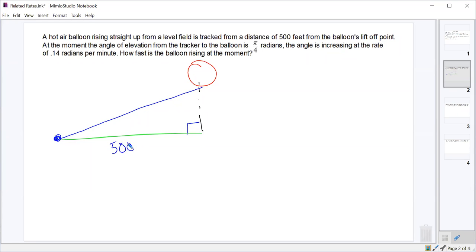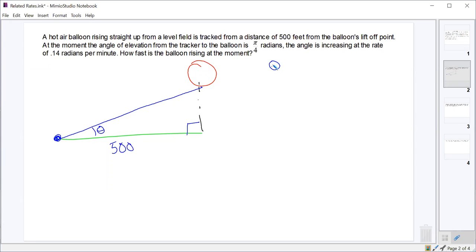We're looking at the angle of elevation from the tracker to the balloon, and we're saying it's pi over 4, and it's increasing at 0.14 radians per minute. That would be this angle right here, right? So at the point that we're interested in, what is that angle? Pi over 4 radians. But is it changing? Yes. So we can't label it as pi over 4. We'll just label it as theta.